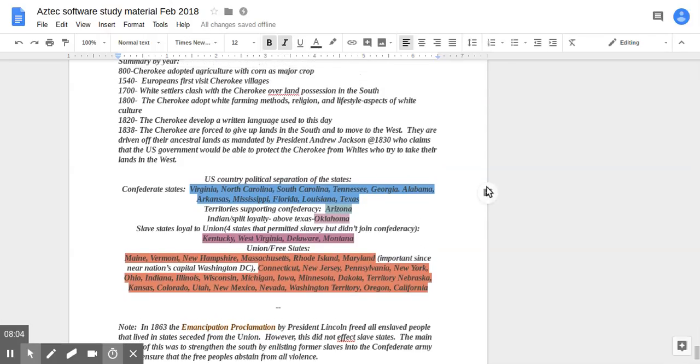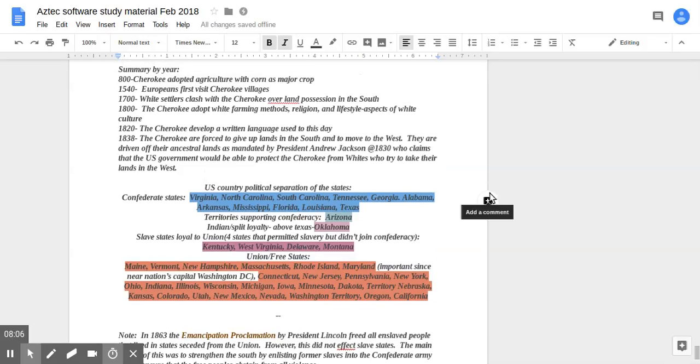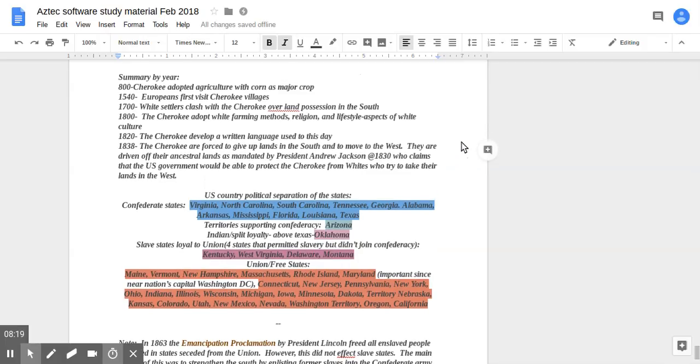In 1838, the Cherokee were forced to give up lands in the South and move to the West, driven off their ancestral lands as mandated by President Andrew Jackson in 1830, who claimed that the U.S. government would be able to protect the Cherokee from whites and would not try to take their lands in the West.